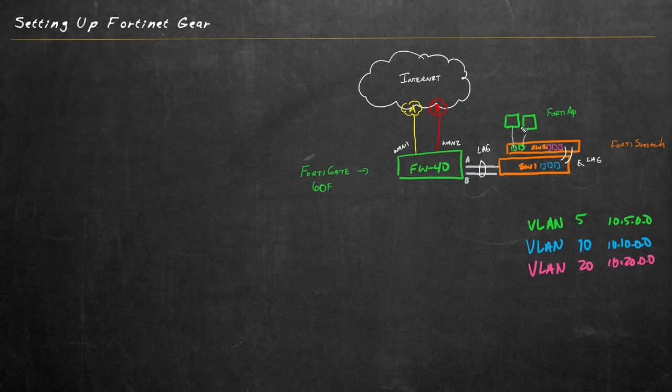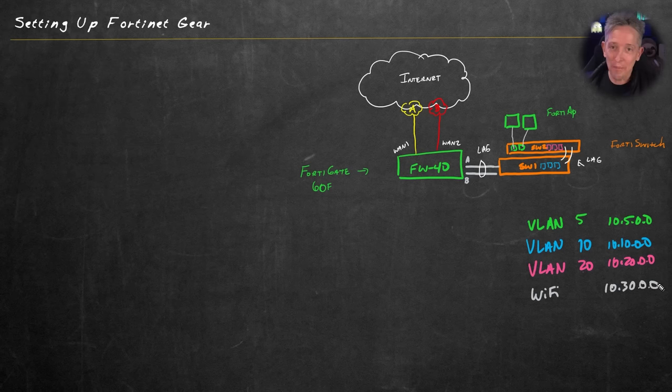Once we have the access points in place, we can also create a Wi-Fi network. So let's do that as well. For that Wi-Fi network, let's use the IP addressing space of 10.30.0.0. So my friend, to get this all up and working and to give you a full picture of all the pieces involved, here's what you and I get to do. Let's start off by doing a reset of all the gear.